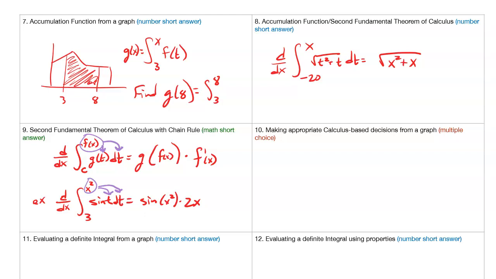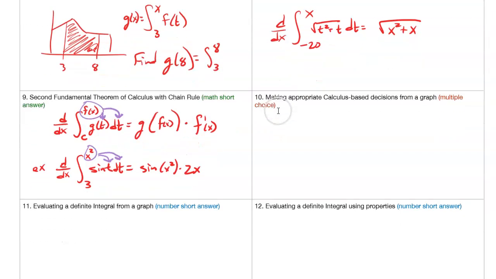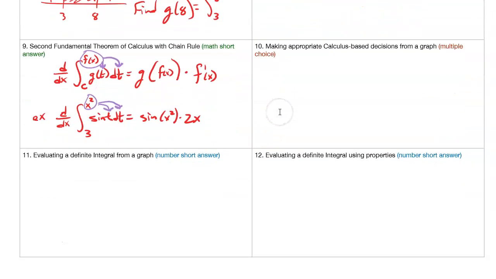Okay, 10. Making appropriate calculus-based decisions from a graph. So we did this in class, and it was a section in Khan Academy. If you want to practice, the whole reason I like to put titles on what type of question you're going to have on the test is, say you look at number 10 and that title makes no sense to you, then you can go to that section in Khan Academy and practice more questions like that.